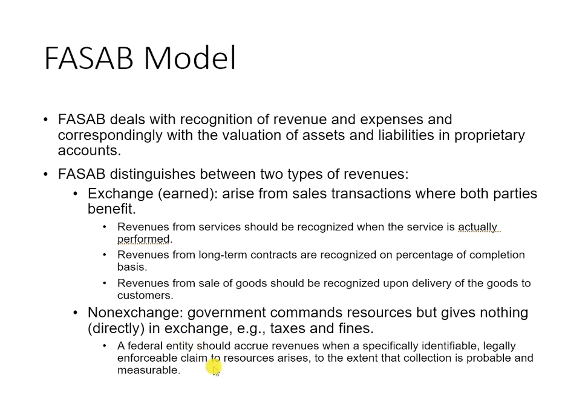And for government, we also have non-exchange revenues. These are where government demands resources but gives nothing in exchange, for example, taxes and fines. So for these revenues, a federal entity should accrue revenues when specifically identifiable, legally enforceable claims to resources arise, to the extent that collection is probable and measurable.